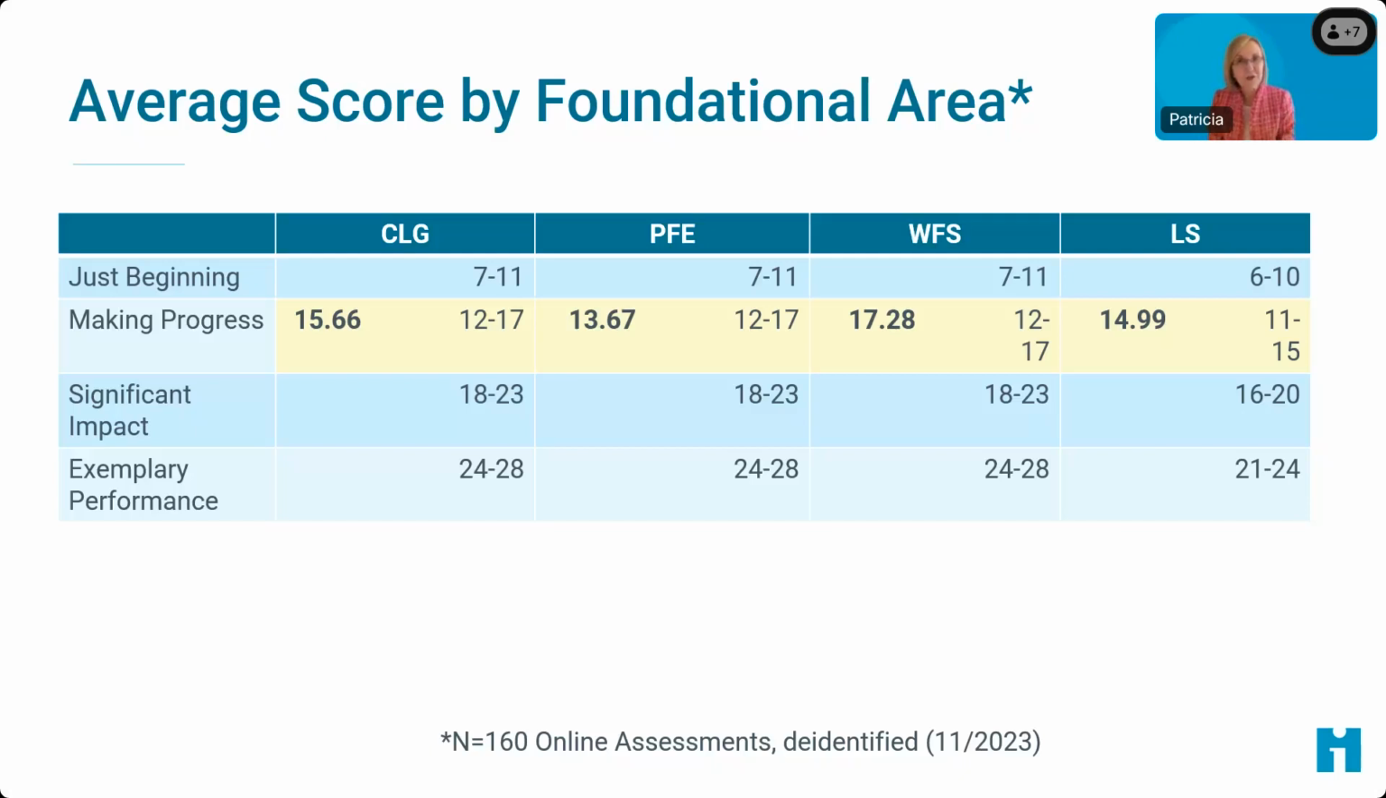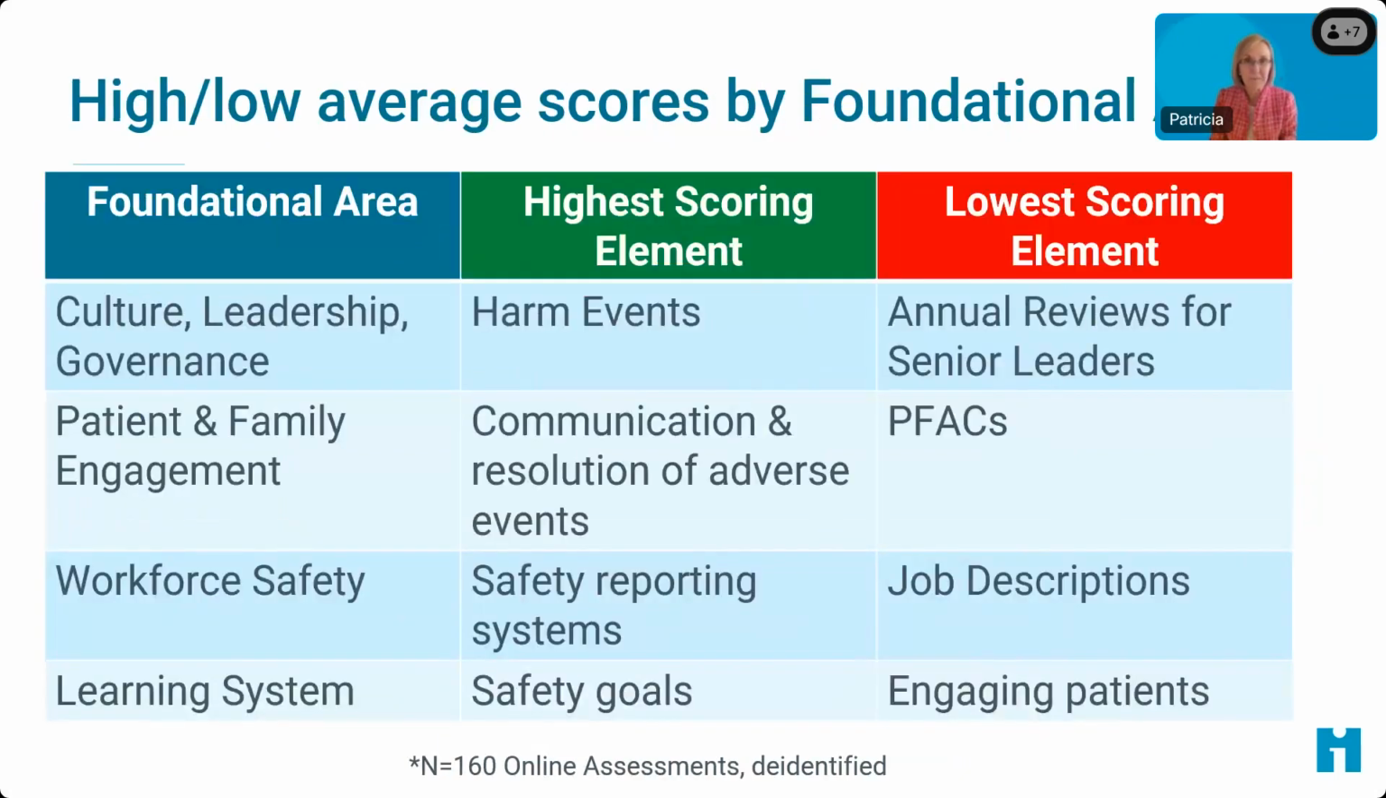On the next slide, I just want to give you an example of that last point that I made. The left-hand column, you see the foundational areas of the National Action Plan, and you see from the data set that I just shared with you what the highest scoring and lowest scoring elements were in each of the domains. So for example, in culture, leadership, and governance, there are multiple elements in that self-assessment tool that are related to this foundational area, such as harm events, whether annual reviews and job descriptions for senior leaders incorporate safety, and more.